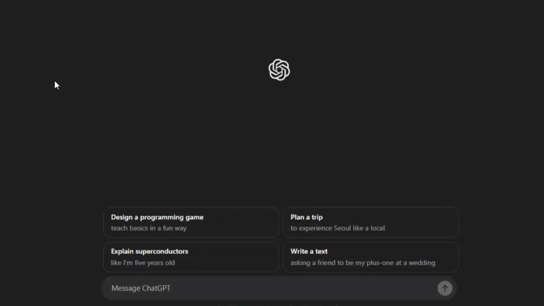Hey everyone, today we're diving into a quick tip on using bullet points to make your ChatGPT prompts more organized and effective. Whether you're crafting queries for work, school, or just for fun, this technique can make a big difference. So let's break it down.